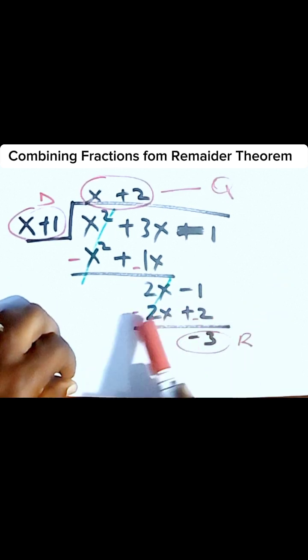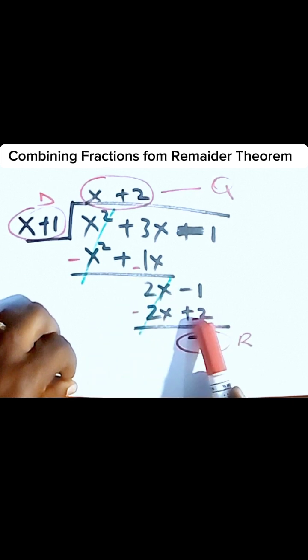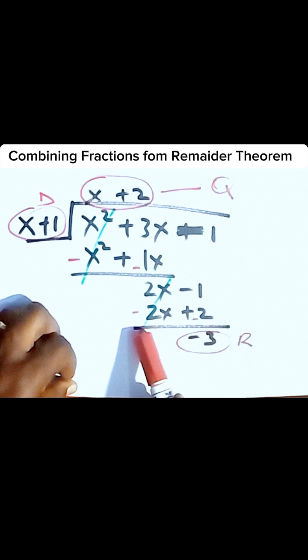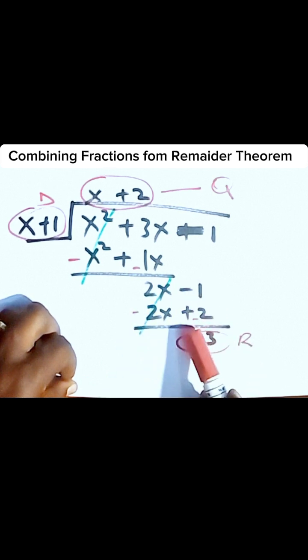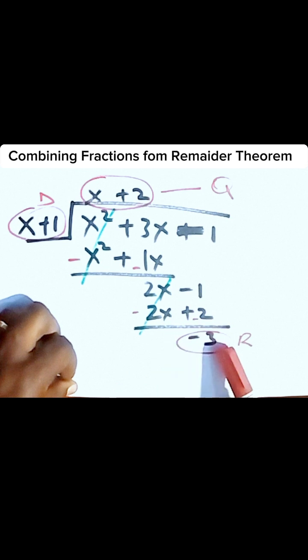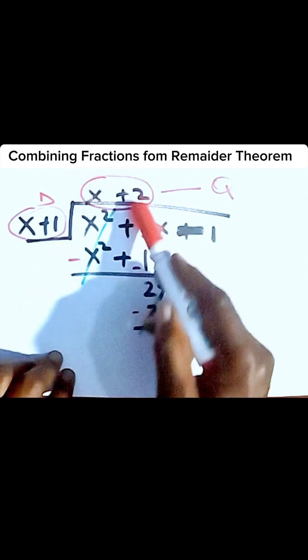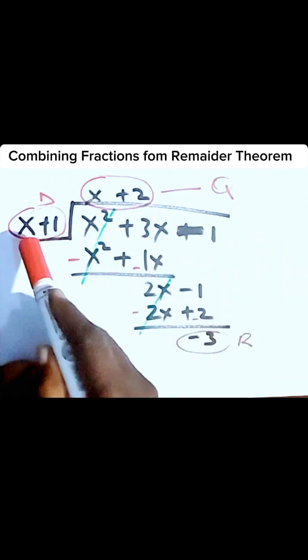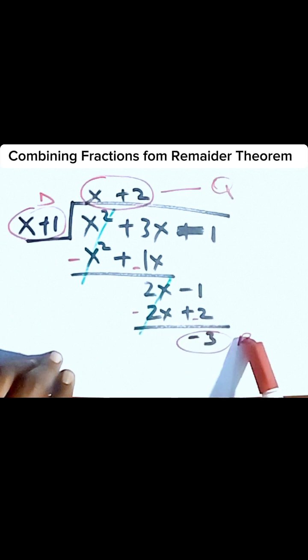We perform the same operation, subtracting this from this. Remember the minus signs. So 2x will go with 2x, and we are left with minus 1 plus minus 2. Plus minus will give us a minus. So we'll have minus 1 minus 2, which gives us minus 3. And at this point, the whole of this expression will become our quotient. This will become our divisor, and this will be the remainder.